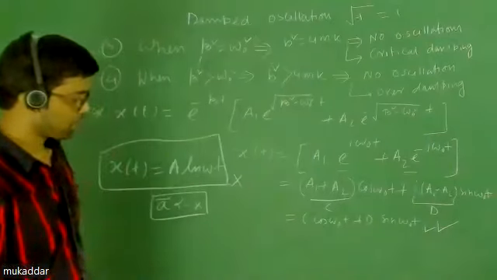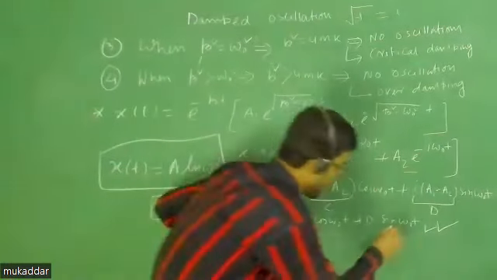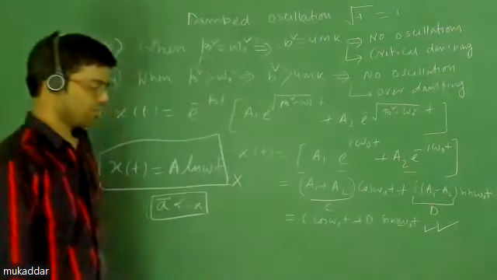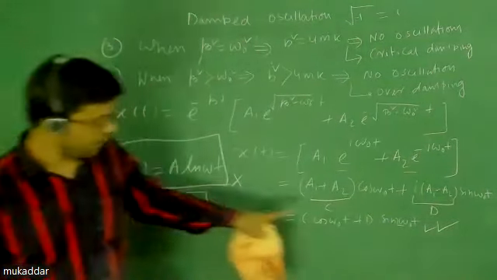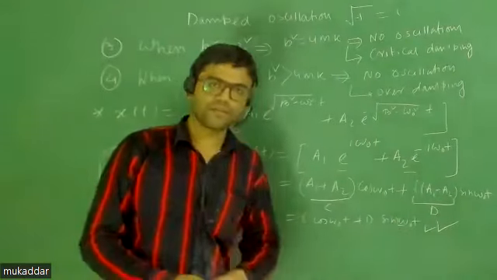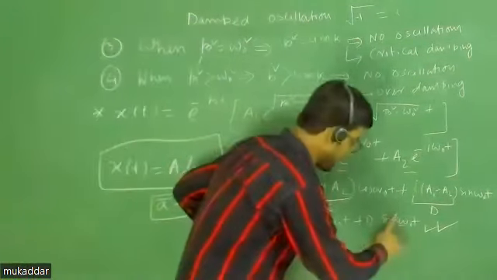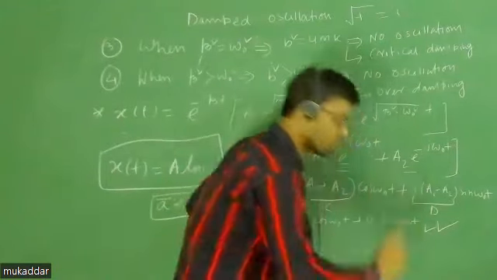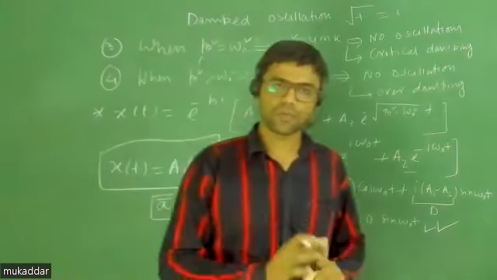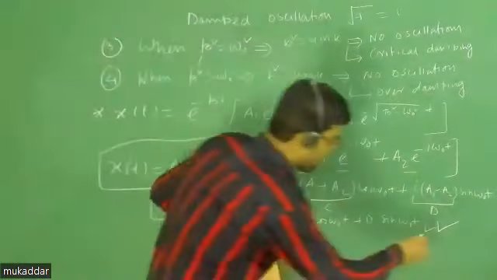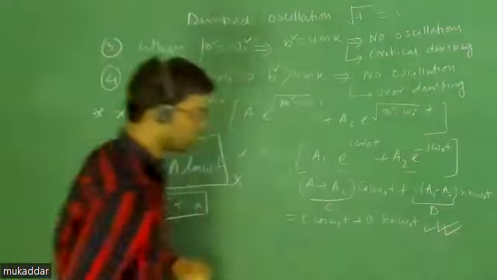Suppose I modify this a little, and here twice omega naught t comes. Would this represent simple harmonic motion? No, sir. So you have to keep in mind that for simple harmonic motion, acceleration should be proportional to minus of displacement. That's why it satisfies the condition of SHM.